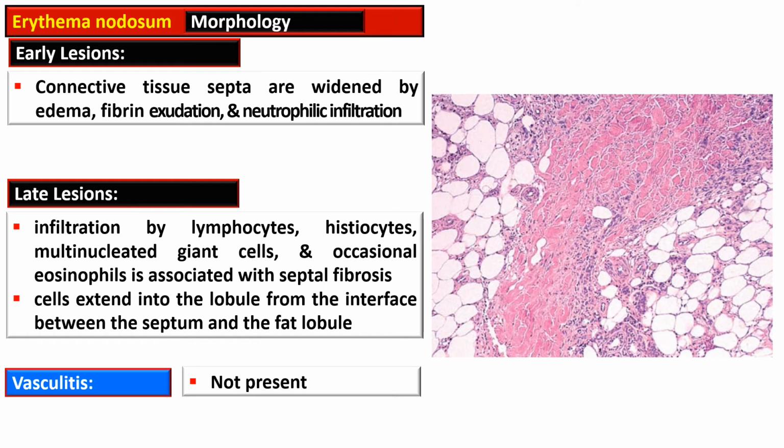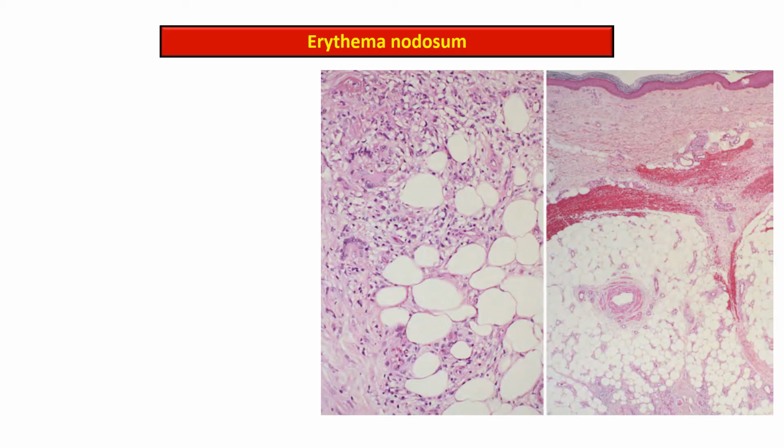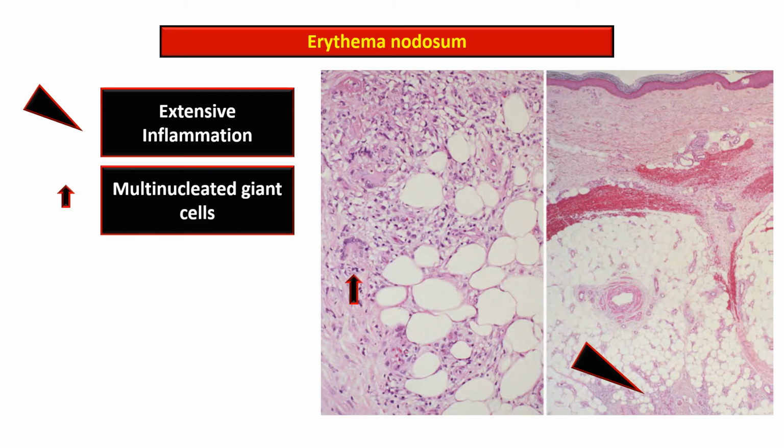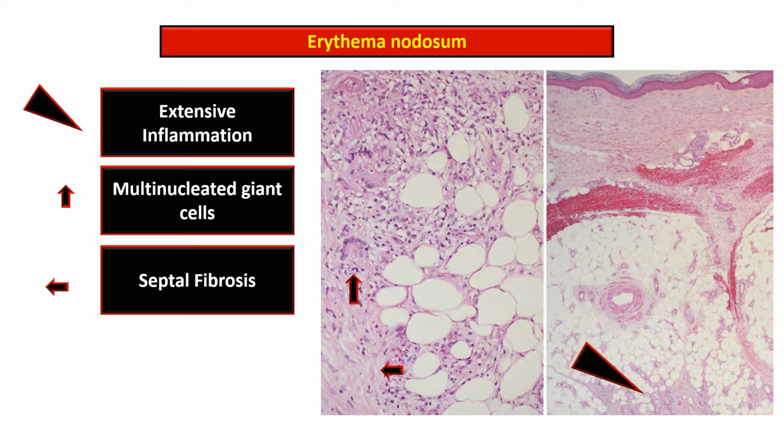Vasculitis is not present in erythema nodosum. These photomicrographs are showing the histopathological appearance of the late lesion of erythema nodosum. Here, it is clearly evident that the hypodermis or subcutis is involved, and there is extensive inflammation with presence of multinuclear giant cell and fibrosis of the septum that is separating the fat lobules.